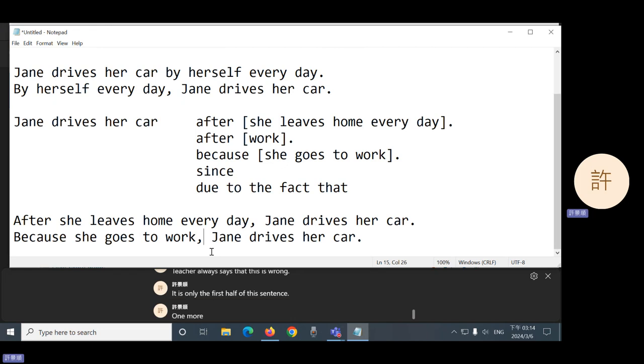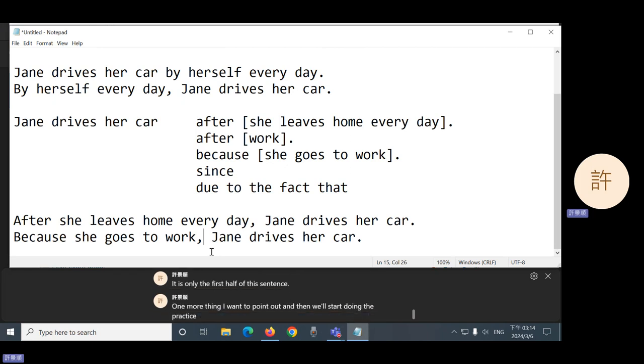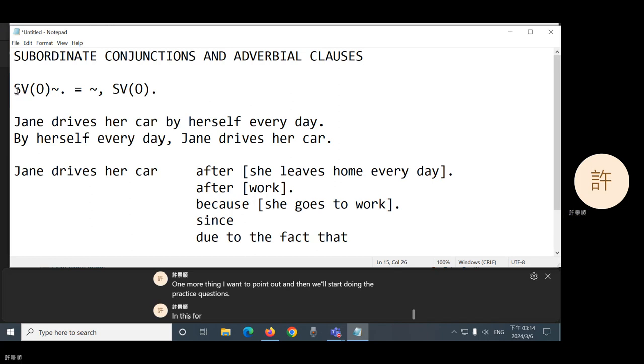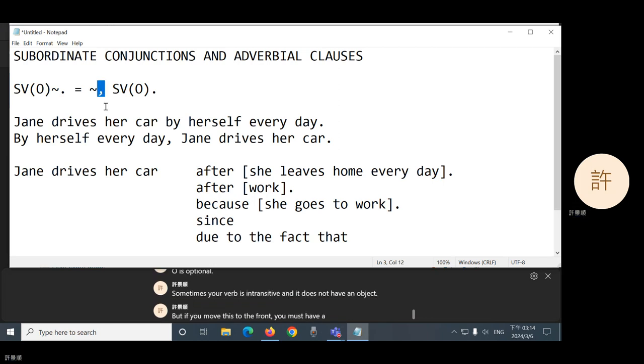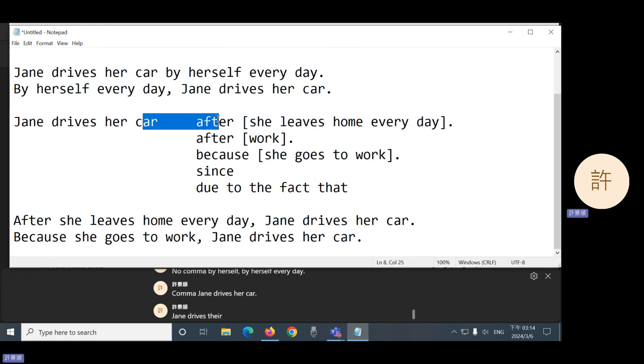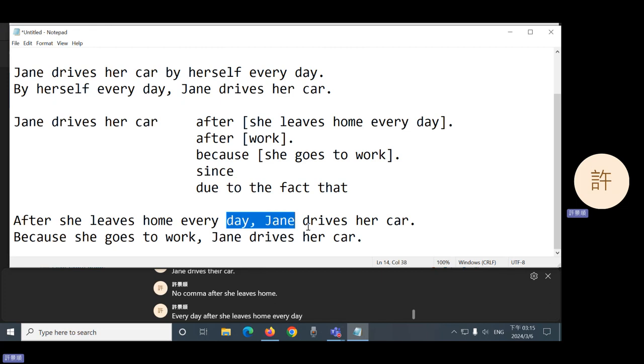One more thing I want to point out, and then we'll start doing the practice questions. In this formula, S V O is optional. Sometimes your verb is intransitive and it does not have an object. But if you move this to the front, you must have a comma, right? "Jane drives her car," no comma, "by herself." "By herself every day," comma, "Jane drives her car." "Jane drives her car," no comma, "after she leaves home every day." "After she leaves home every day," comma, "Jane drives her car."